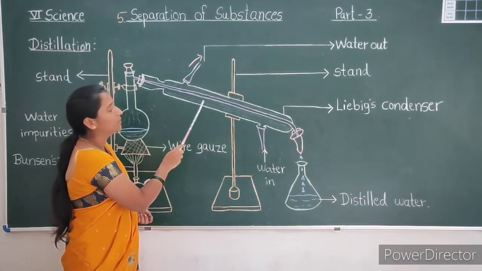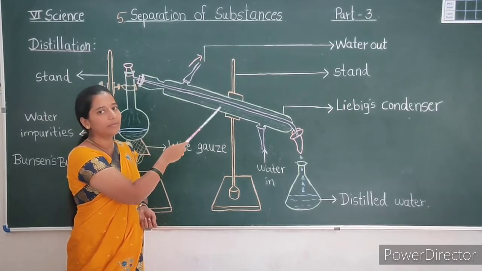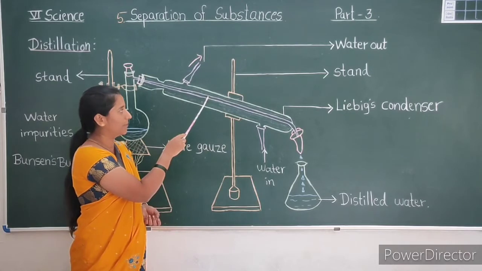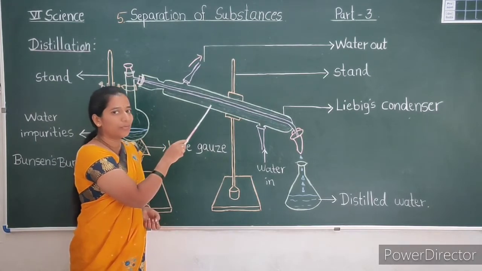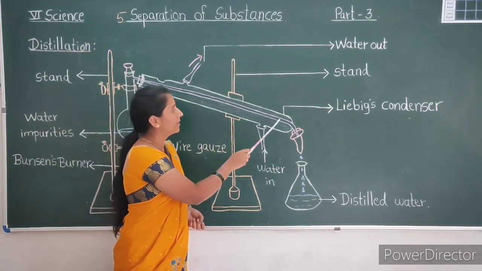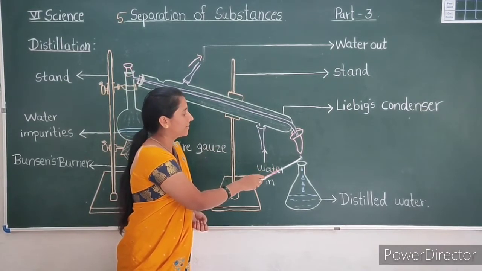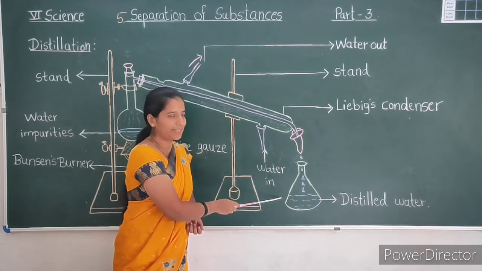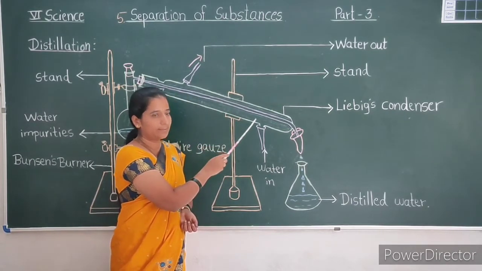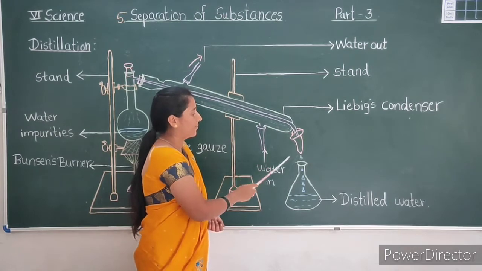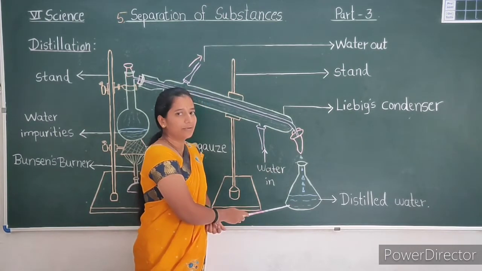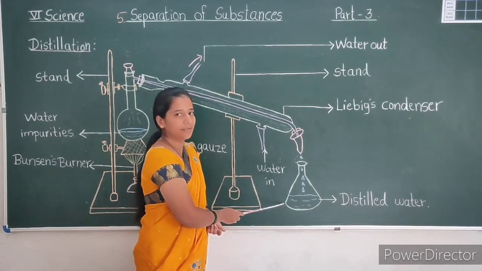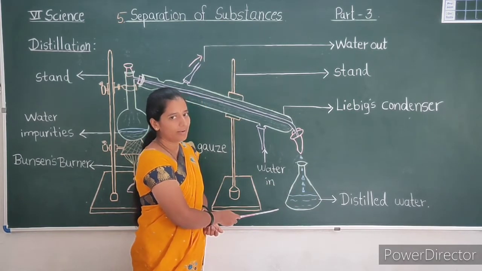The condenser cools the water vapor. The water vapor will cool and move in the tube, and it will form water droplets and form distilled water in a flask. The water vapors move to form water droplets, to form distilled water in a flask. This is a flask to collect distilled water.